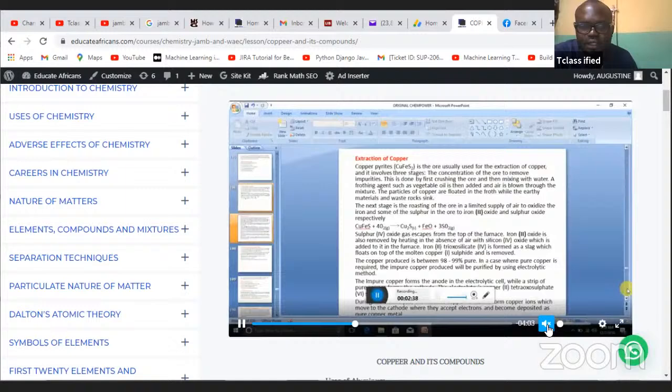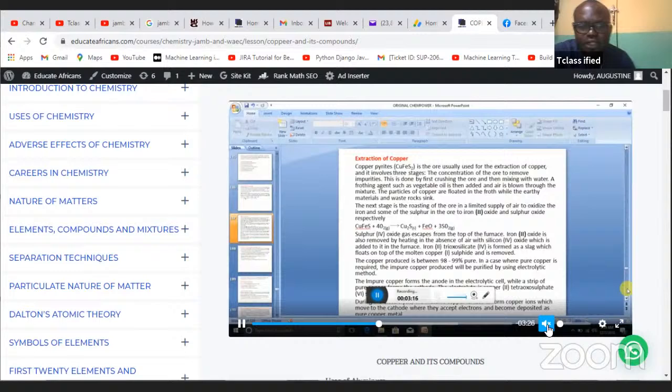Now, extraction of copper, getting it from copper pyrite, which is one of the ores usually used for the extraction of copper. It involves three stages: the concentration of the ore to remove impurities. This is done first by crushing the ore and then mixing with water. A frothing agent such as vegetable oil is then added, and air is blown through the mixture. The particles of copper are floated in the froth, while the earthy materials and waste rocks sink.